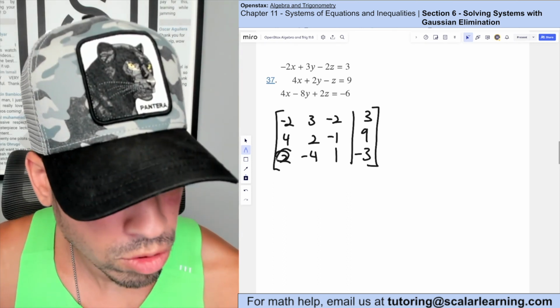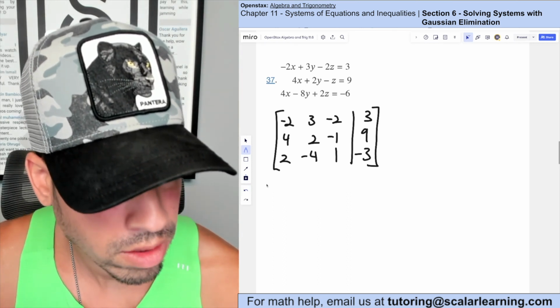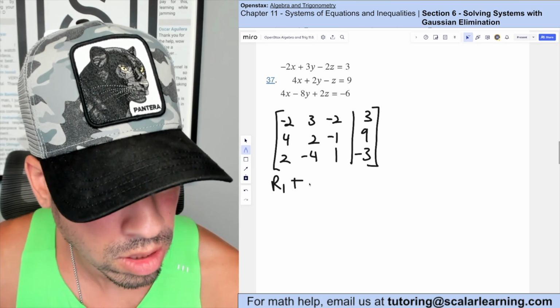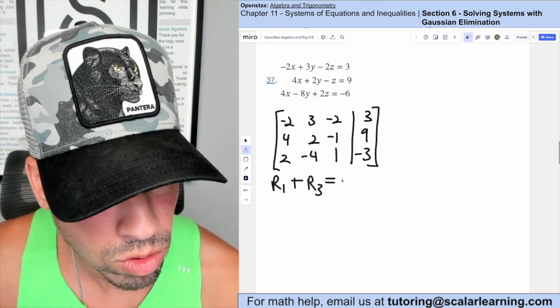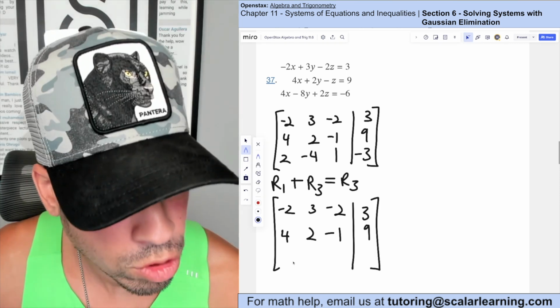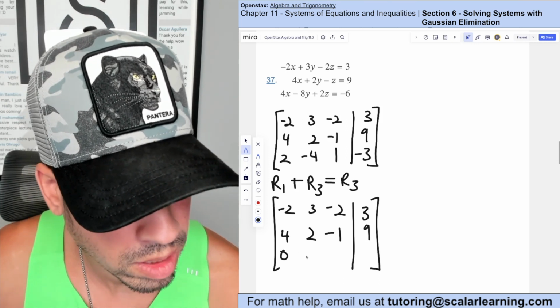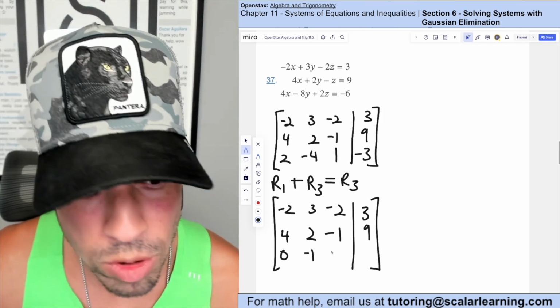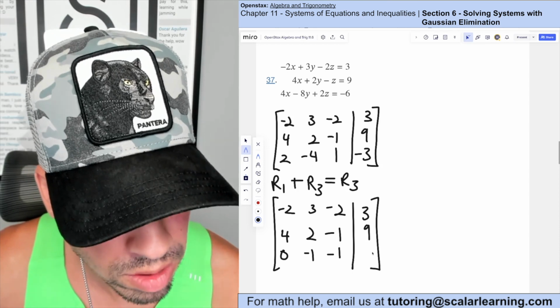Next, I can zero this out really easily by adding the first row to the third row, and making that the new third row. Let's write that out. So we got -2 plus 2 is 0. 3 plus -4 is -1. -2 plus 1 is -1, and 3 plus -3 is 0.